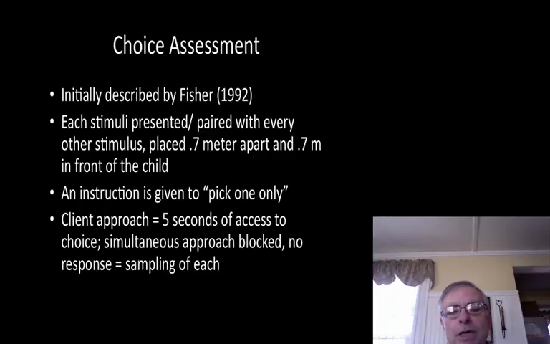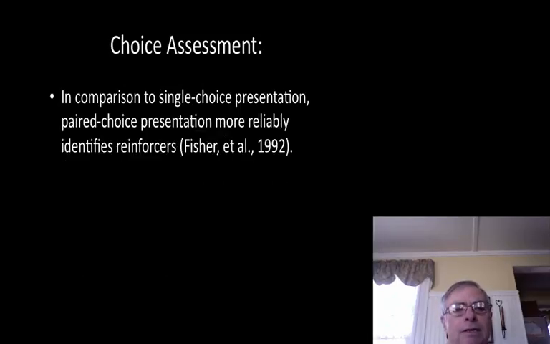When they approached it, simultaneous approach was blocked. So if you reached for both at one time, you blocked them and said, no, you can only have one. And with no response, you gave a sampling to the kid of each of the 2 items. So the 3 options were: if he picked one item, he gets to play with it for 5 seconds, and then you try again. If he doesn't do anything, you give him one, and then you give him the other, and try to get him to experience the 2. And if he tries to go for both at the same time, you block that. So that's basically what Fisher did in 1992.